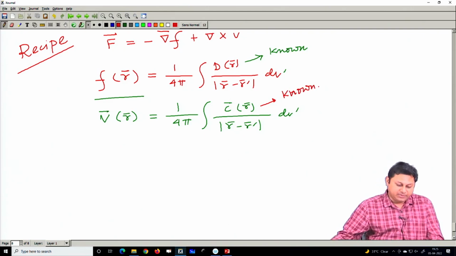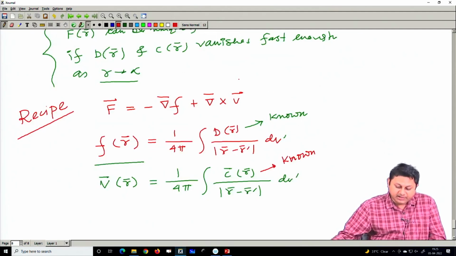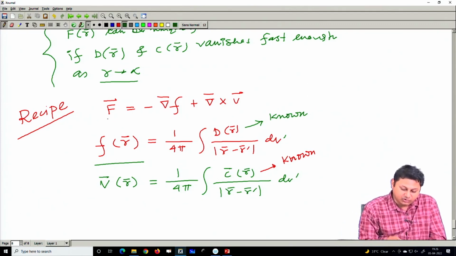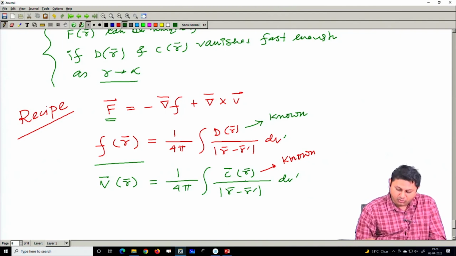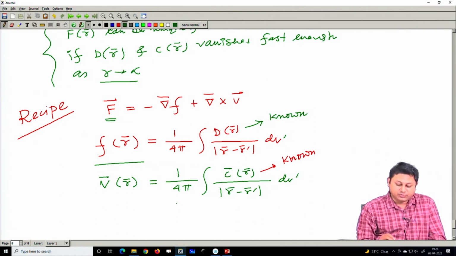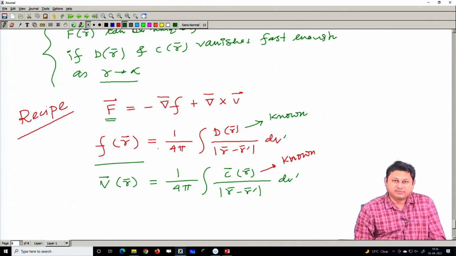So, I can construct my function F, this is unknown, but D and C are known. Once D and C are known, exploiting this known C and D, I can construct the scalar and vector potentials, and I can put them in this equation to figure out my F. This is a very, very important theorem, because later we are going to use it directly when we deal with electric field and magnetic field.